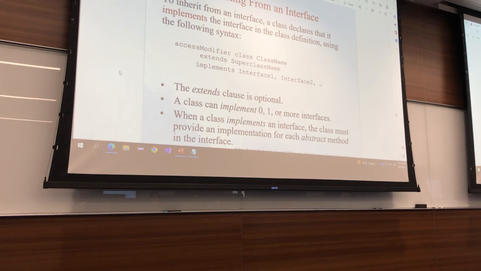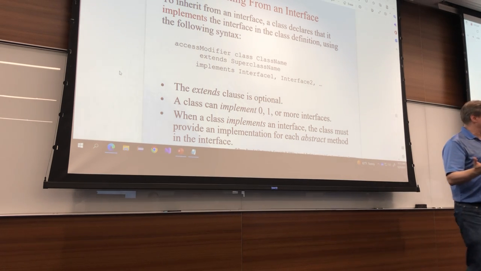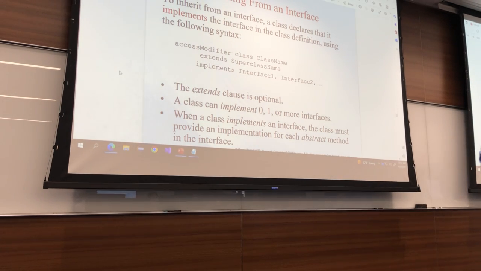Okay? So how do you go about implementing an interface? Well, you just do public class and then the class name, extends and then the superclass name, just like always. And then if you're going to implement interfaces, you just say implements and then you list the interface names. It's really easy, right? Just like inheritance itself is really easy because it's just extends superclass, right? Now you can implement these interfaces as well.